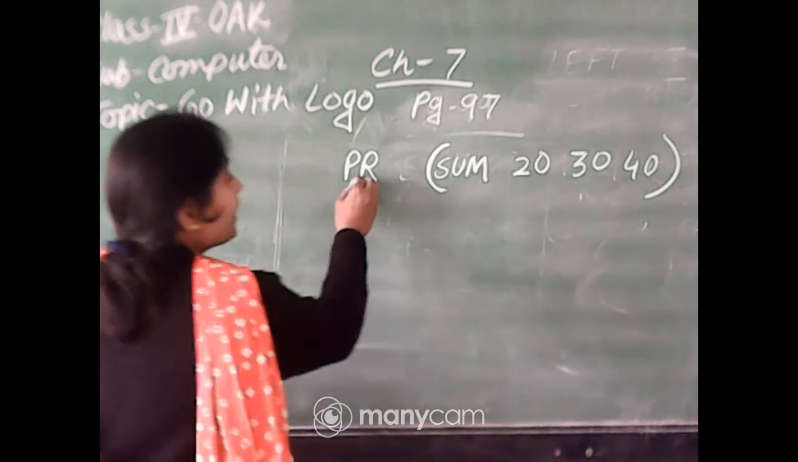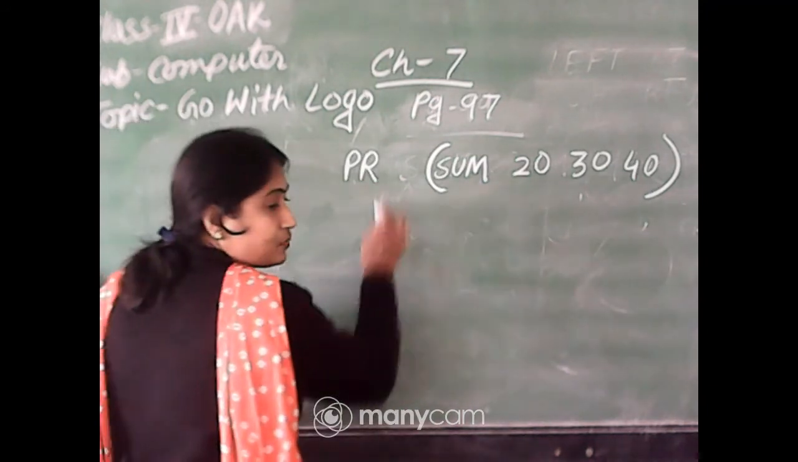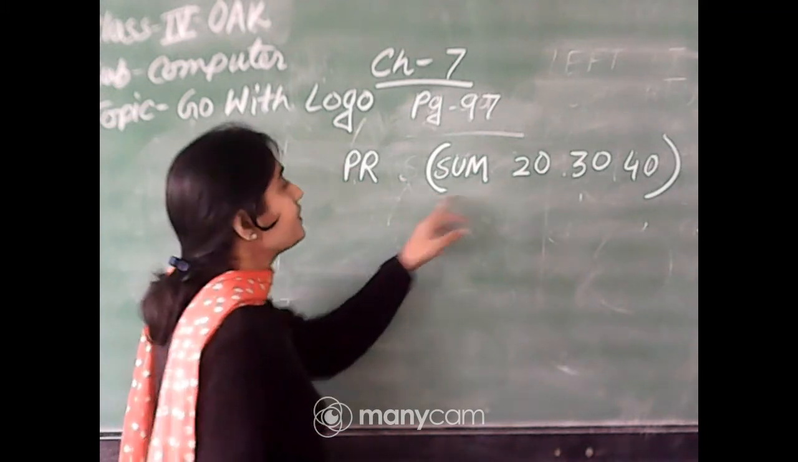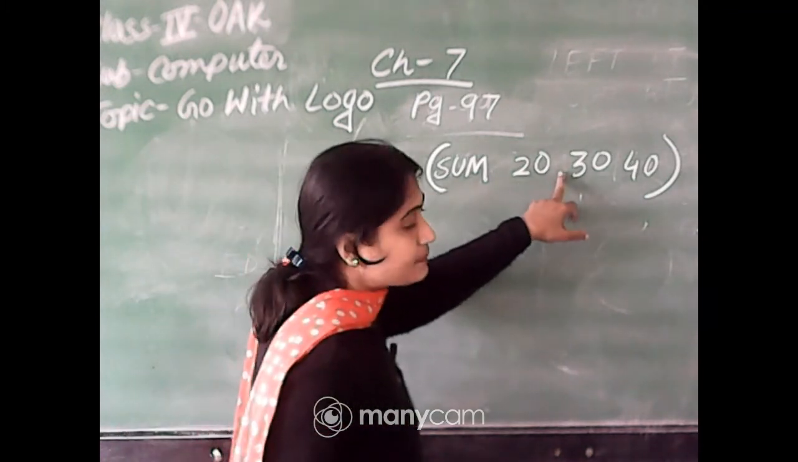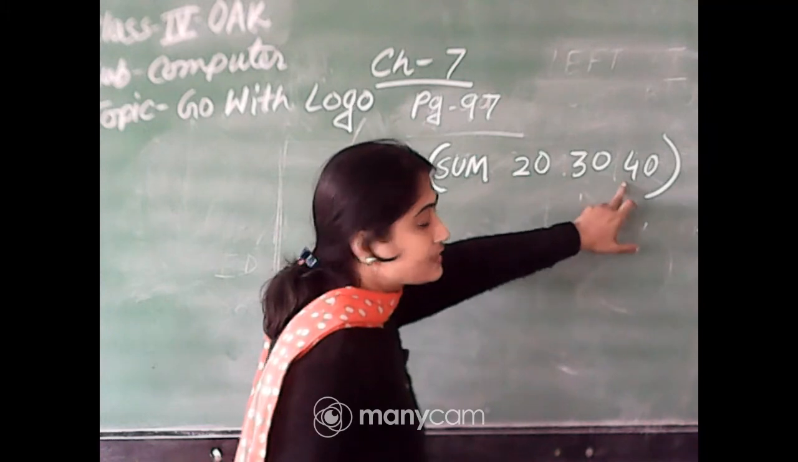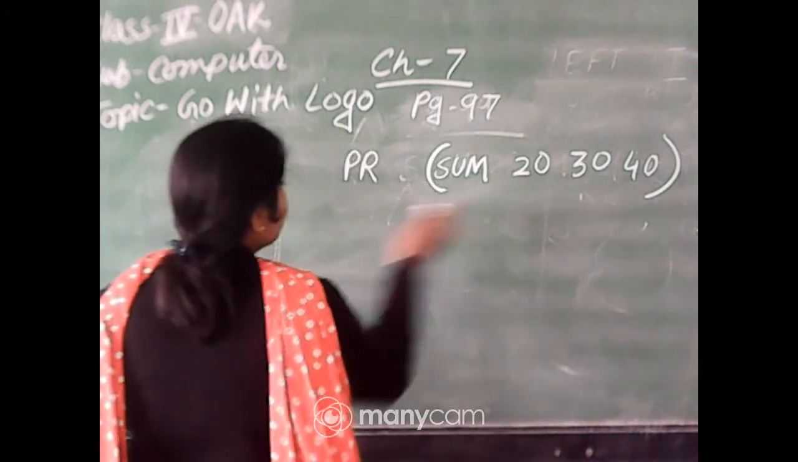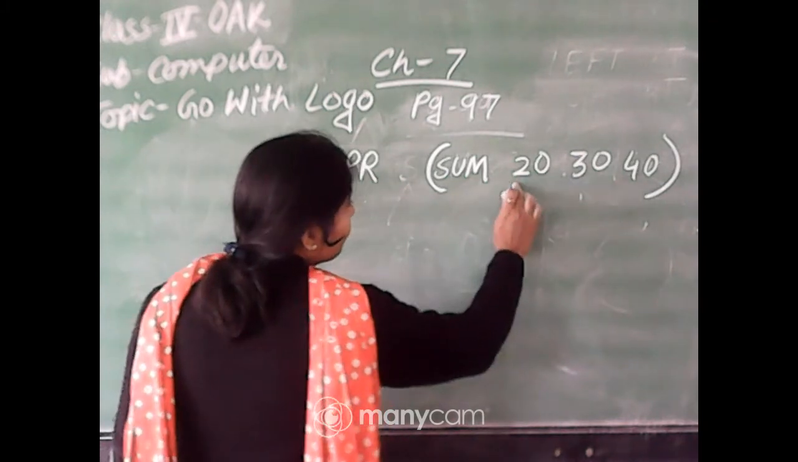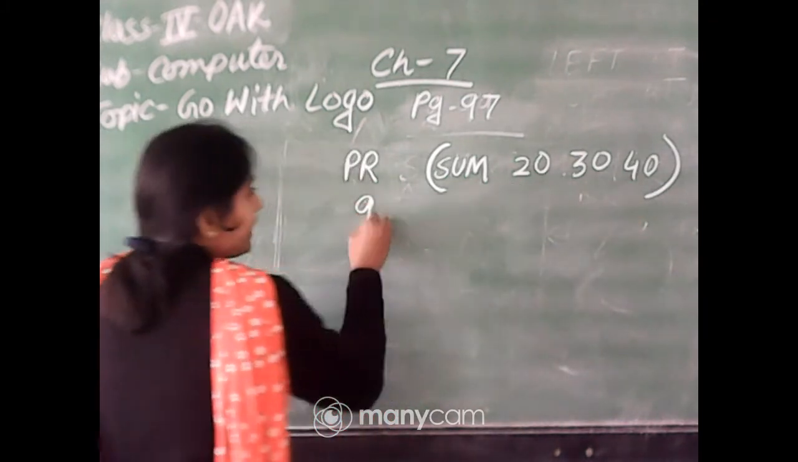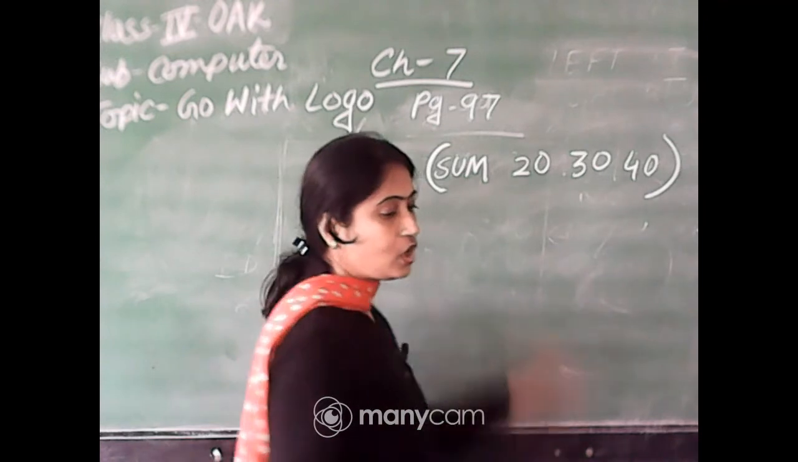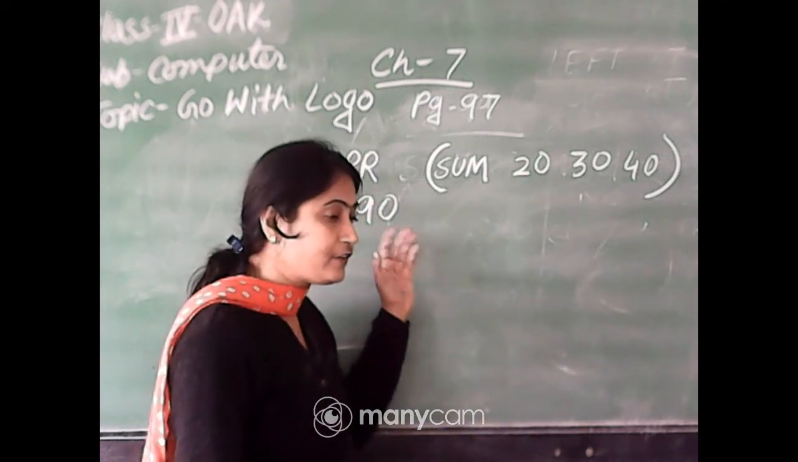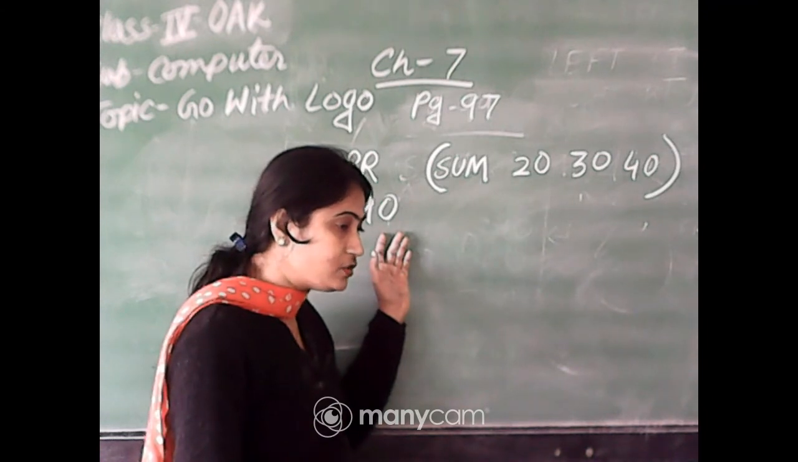So to print the result, to print the output, PR is the command, and then the sum function, first number, space, second number, space, third number. Okay, and then you can see the output: 30 plus 20 is 50, 50 plus 40 is 90. You can see the output on the screen, in the command window. Do you have any doubt?